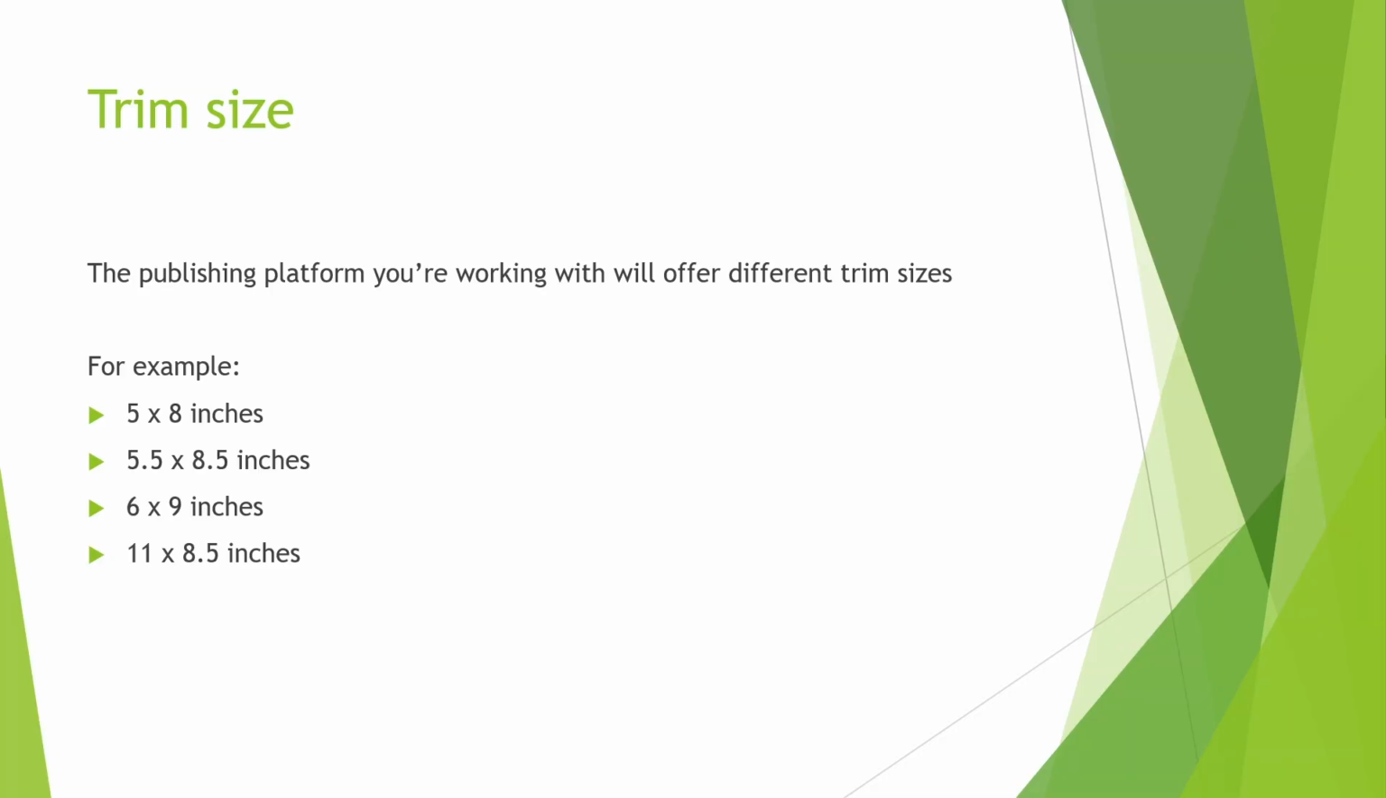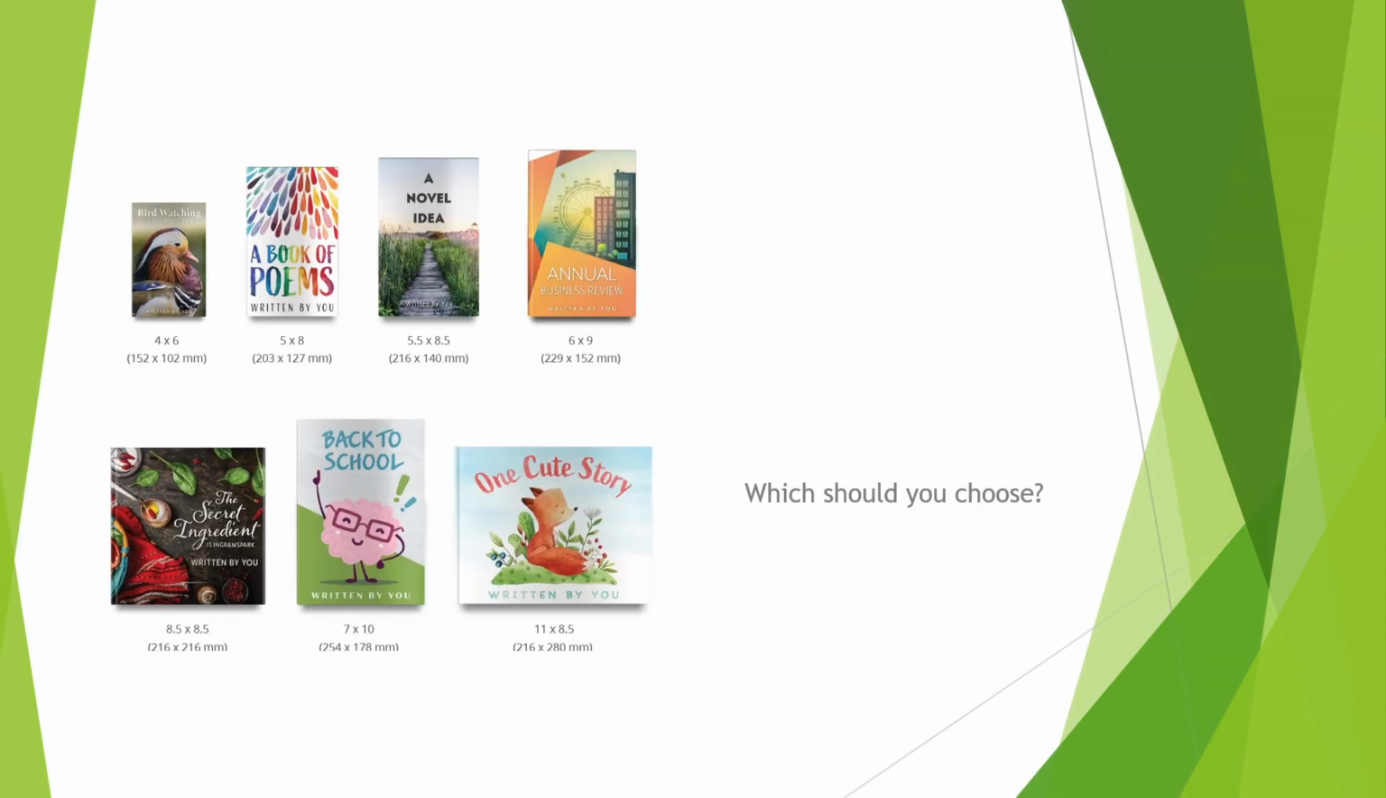One of the early decisions you must make is choosing the height and width of your book. So this height and width, as I mentioned, is known as the book's trim size. We've already mentioned that the publishing platform you're working with will offer different trim sizes. For example, 5 by 8 inches, 5.5 by 8.5 inches, 6 by 9 inches, 11 by 8.5 inches. The big question is, which should you choose?